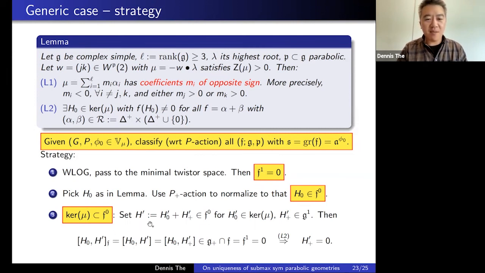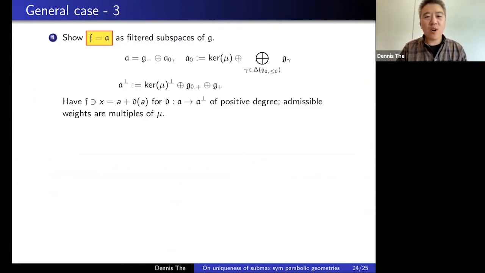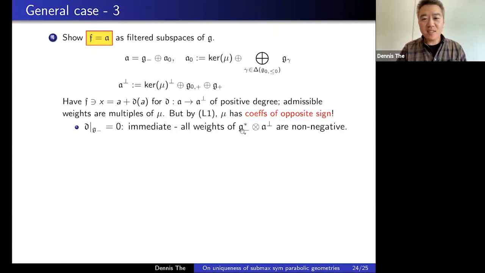In general, I'm going to have a general element here being the 0 part plus higher tails. But when I look at the action here, it lives in G plus. It also lives in F. So that's in F1, but F1 is 0. So that's telling us that the kernel of mu, which is a subspace of the Cartan subalgebra, is entirely in F0. And now it's the same sort of story as before. Take a complementary subspace, deformation map of positive degree. Admissible weights are multiples of mu, opposite sign sort of things.